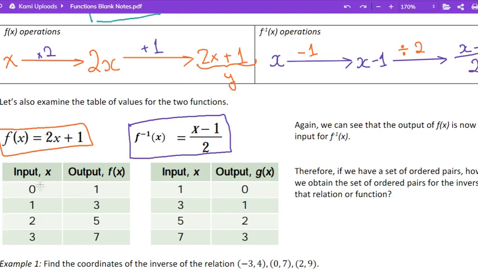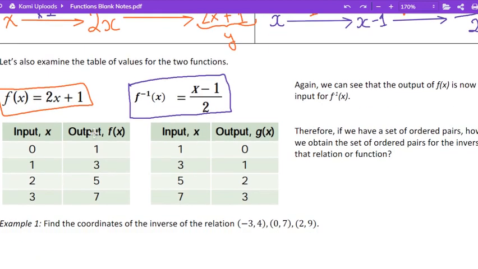So if my input is 0, I plug it into the equation: 2 times 0 plus 1, well, that's 1. If my input is 1, 2 times 1 plus 1, oh, that's 3, right? And so I end up with a table of values, and then 2 times 2 plus 1, that's 5. 3 times 2 plus 1 is 7. So I get this table of values here for the original function, right? And I can graph it, and it's a straight line with a slope of 2 and a y-intercept of 1, right? Okay. Well, what if I take the output and make it the input?